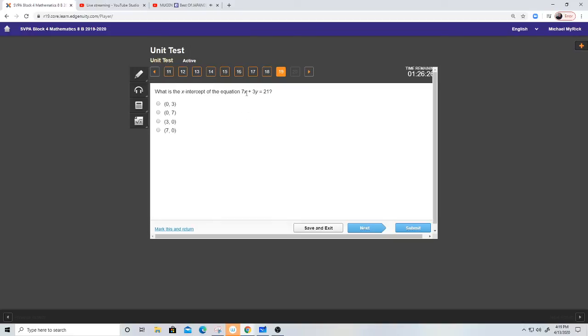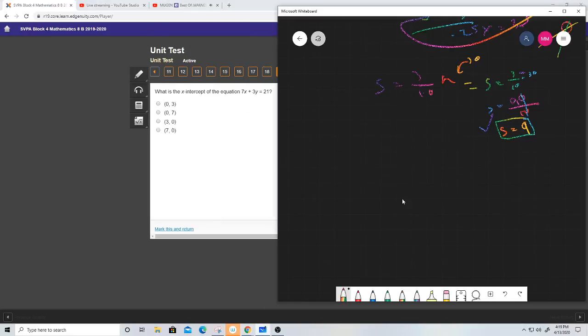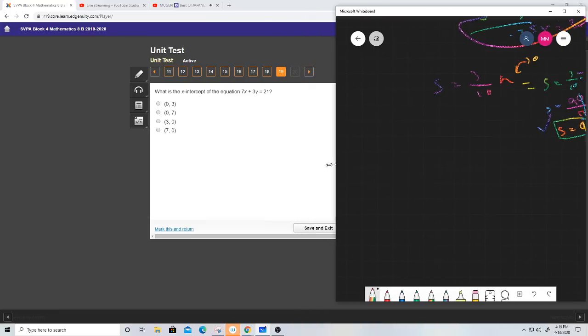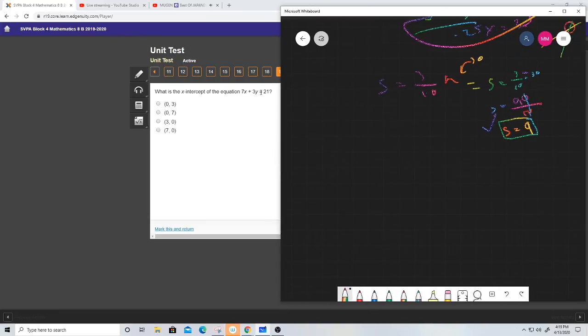Alright, what is the x-intercept of the equation? Remember these. All you do to find the x-intercept is you just put 0 in for y. So all we have to do is go 7x plus 3 times 0 equals 21. This goes away. This is now a divide by 7 problem. And it becomes x equals 3. And then what would be our y coordinate? Yeah, it's 0. So our coordinate looks like this: 3, 0.